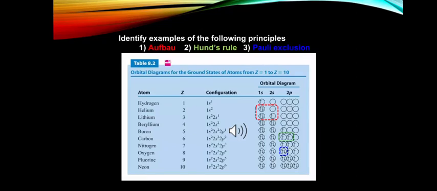So you can use all these three principles to fill the electrons carefully, and this is one of the best ways for finding out the electronic configuration, the orbital configuration, of different atoms.